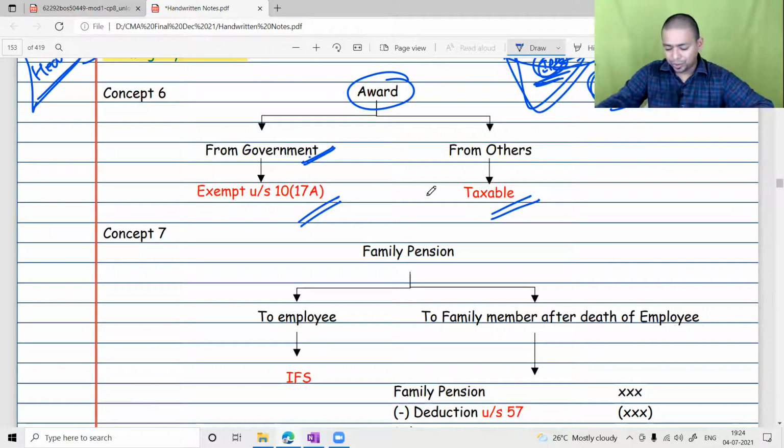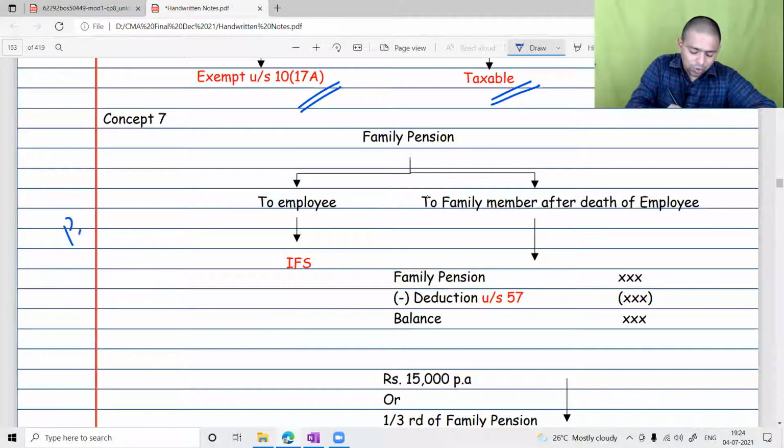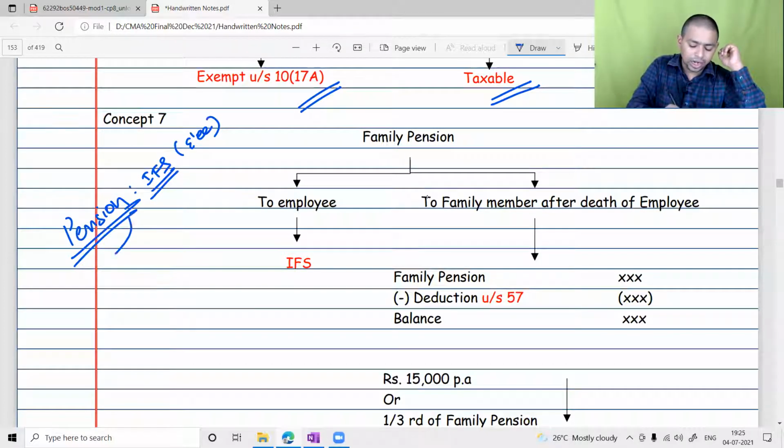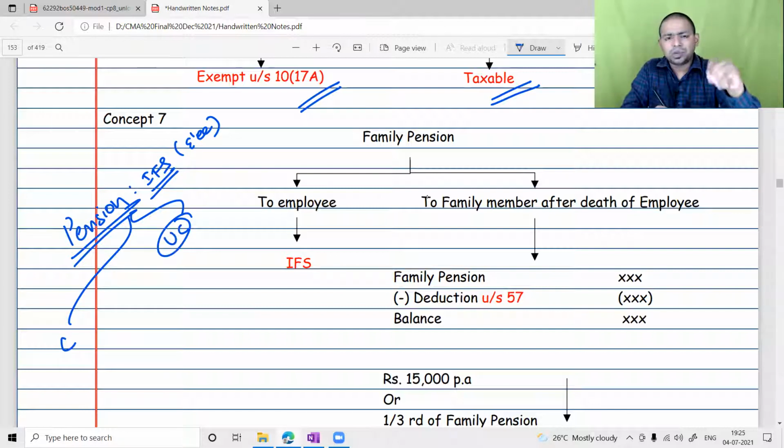Next, family pension. So far as pension is concerned, you need to revise what happens in salary. Pension, obviously, is an after-retirement benefit. So the assessee has been retired. If it is going to be taxed under the head salary, then it should be received by the employee. And there are two types of pension in salary head that we have discussed: commuted pension and uncommuted pension. Uncommuted pension means monthly pension.